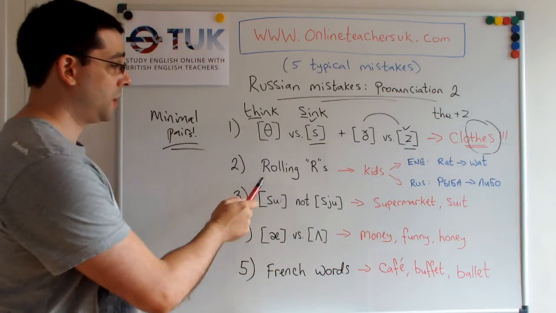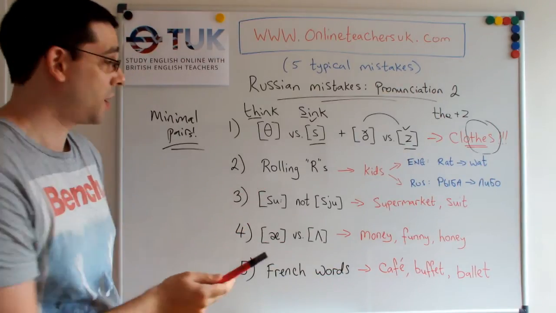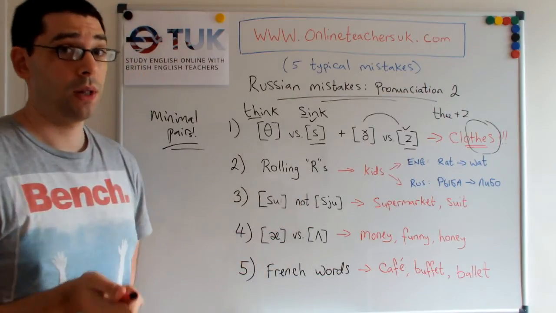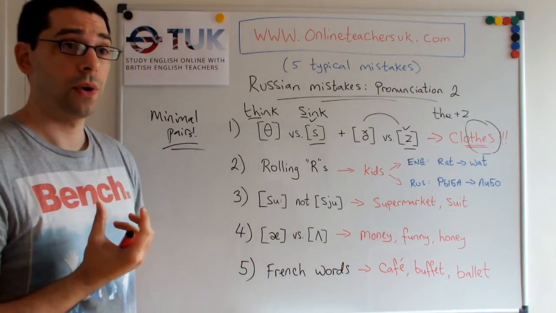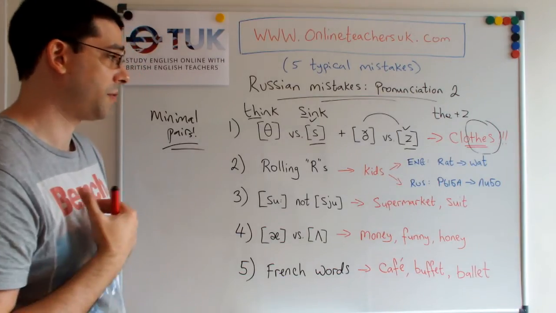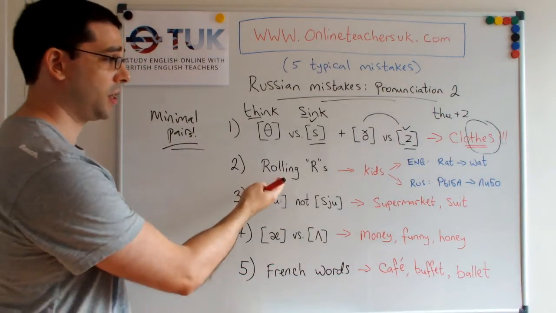Moving on to number 2. This one will be very familiar. The rolling R. So this is difficult for English people when we're learning Russian. So the r, this rolling sound is very odd for us. It's very strange because we don't have it in English.